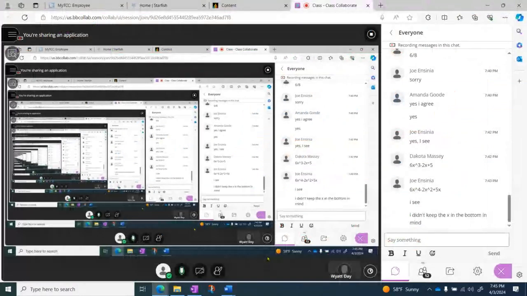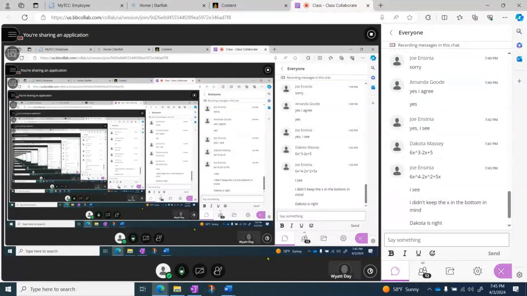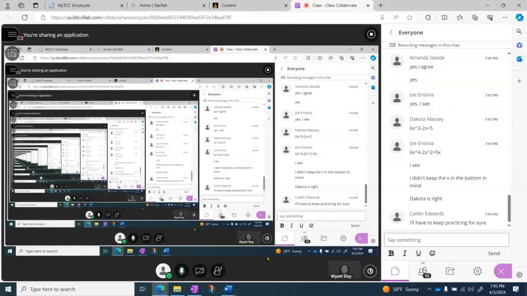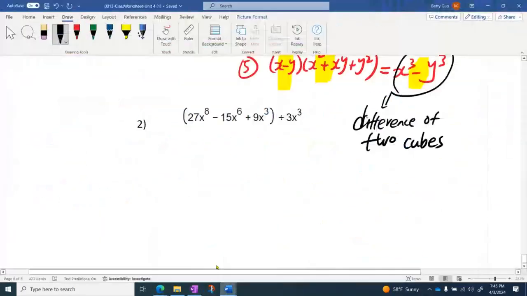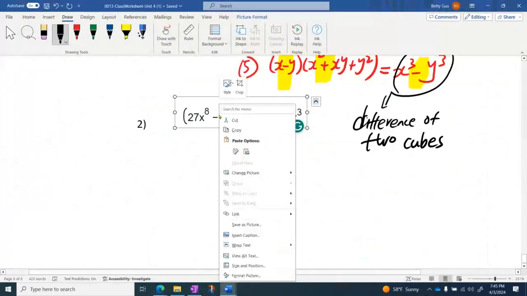I didn't keep the x in the bottom in mind. The coda is right. Yeah. Okay. I'll have to keep practicing. Yeah, practice this one. Practice this problem.